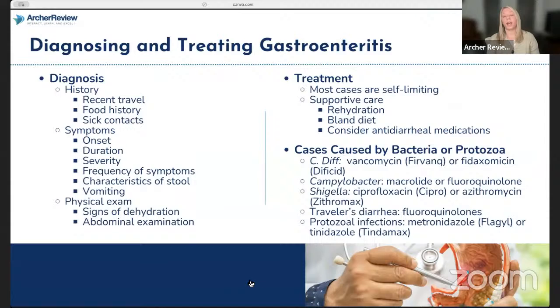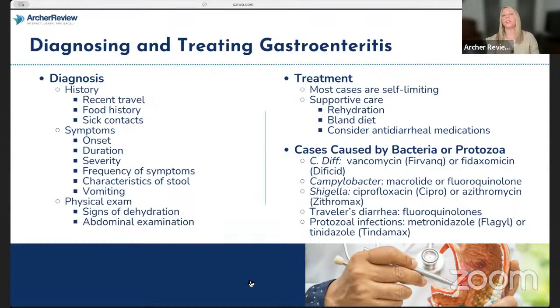All right, diagnosing and treating gastroenteritis. This is primarily a diagnosis that revolves around history and symptoms. For history, you're going to ask about recent travel, their food history, and any recent sick contacts that they've been around. Symptom-wise, we'll ask about onset of symptoms, duration, severity, frequency of symptoms, characteristics of stool, characteristics of vomiting, and then move on to our physical exam.